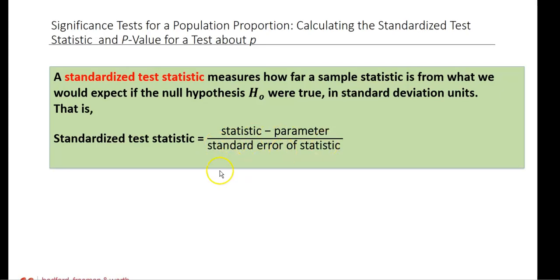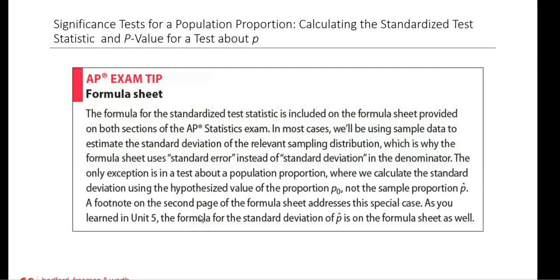Oftentimes we don't know the true values, so we many times use the standard error there. This is why the formula sheet provided uses the word standard error. We'll be using sample data to estimate the standard deviation. The only exception is in a test about a population proportion, where we calculate the standard deviation using the hypothesized value for the proportion, so not the sample proportion.